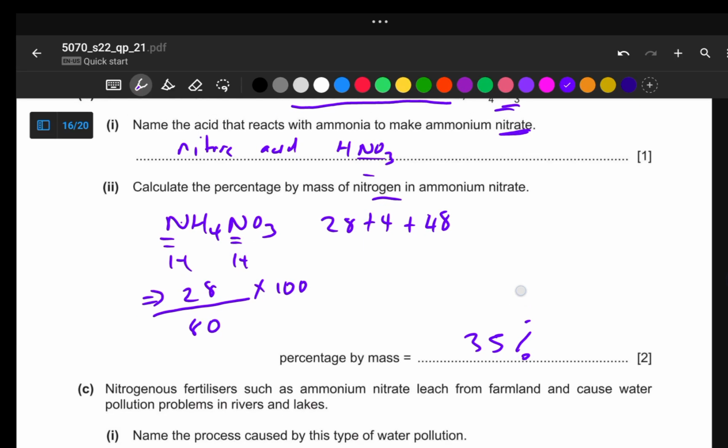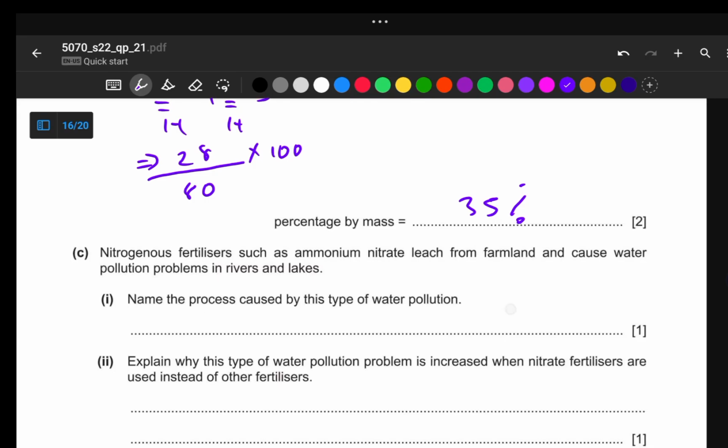So we are now moving on to the next part, which is number C. Nitrogenous fertilizers such as ammonium nitrate leach from the farmland and cause water pollution problems in the rivers and the lakes. Name the process caused by this type of water pollution. So this is what we call eutrophication, right? The accumulation of nitrogenous fertilizers in the water bodies, right? So this is what we call eutrophication.